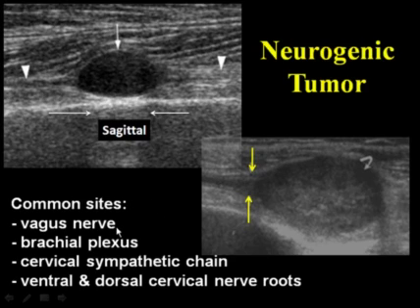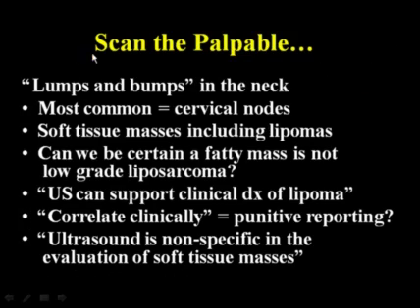Common sites include the vagus nerve, the brachial plexus, the cervical sympathetic chain, and the ventral and dorsal cervical nerve roots. And again, I don't know if a lot of you out there are having the same syndrome that we are, with a lot of these lesions every day that we are scanning that are palpable abnormalities. So typically these are soft tissue masses, so I call these lumps and bumps. Many of them occur in the neck.